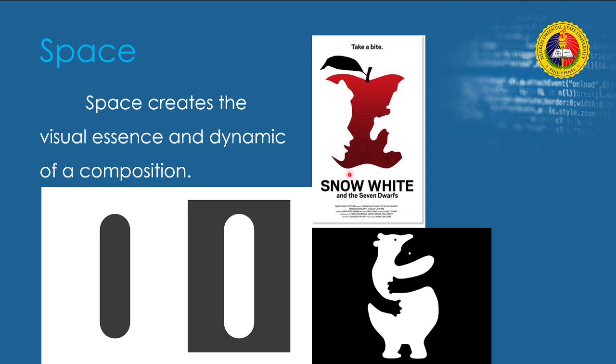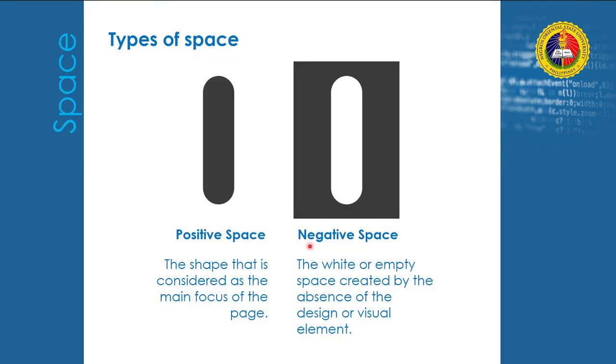Anyway, space is another visual element and it is the essence and dynamic of a composition. So these are examples of space. We will learn what exactly is space in graphic design in just a few moments. First, let us understand that there are two types of space: positive space and negative space. The positive space is the shape that is considered as the main focus of the page.